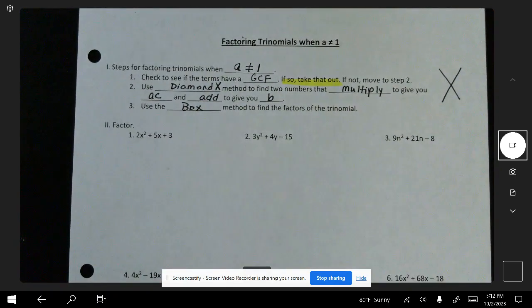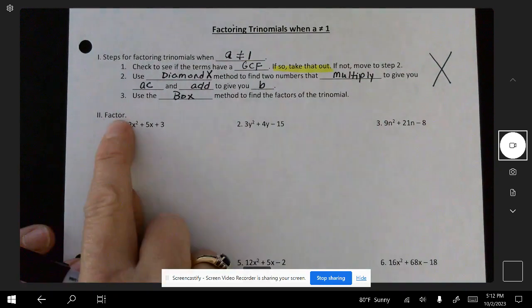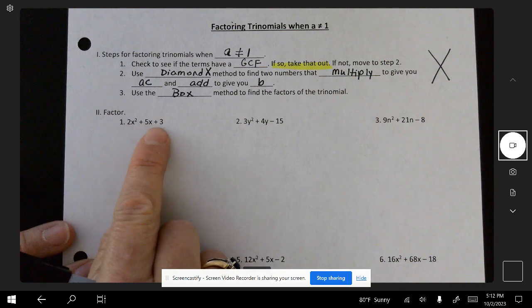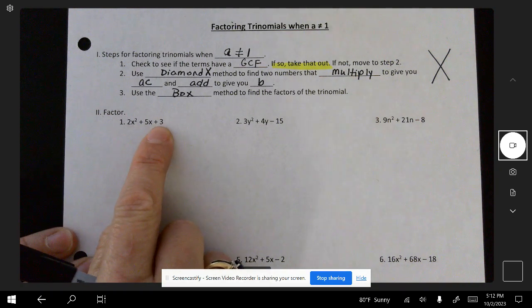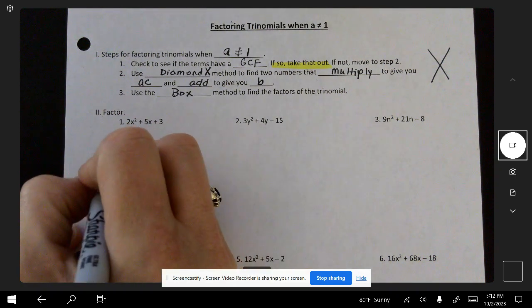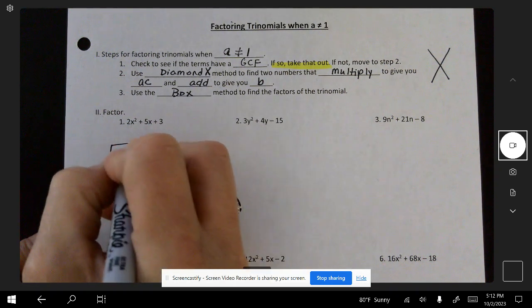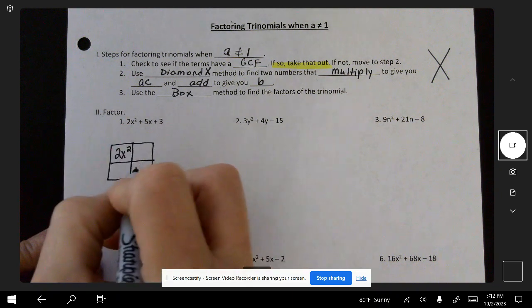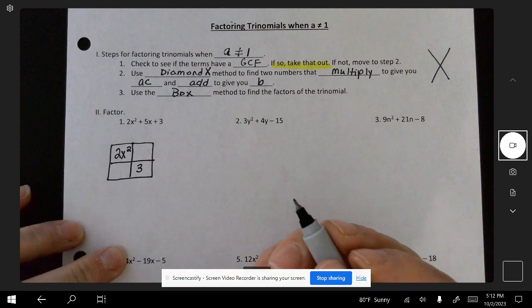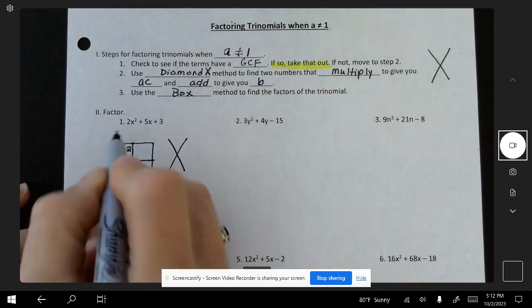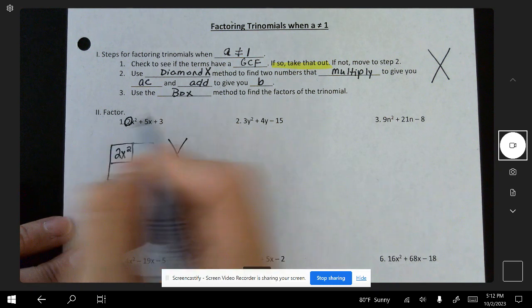Okay? So let's look at, it just says factor. Let's look at this first one here. First, is there a greatest common factor of 2x squared, 5x, and 3? And there is not. So since there's no greatest common factor, we're going to start with our box. Okay, we've got 2x squared here. We've got 3 here.